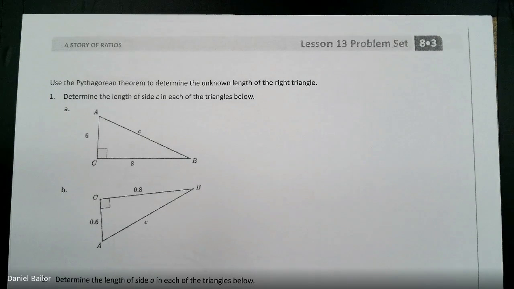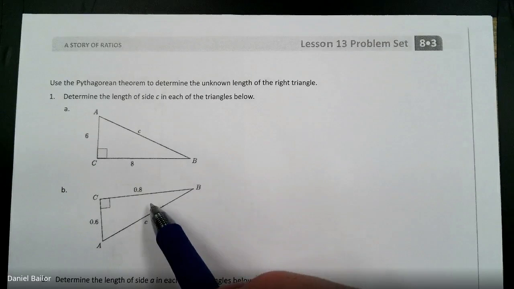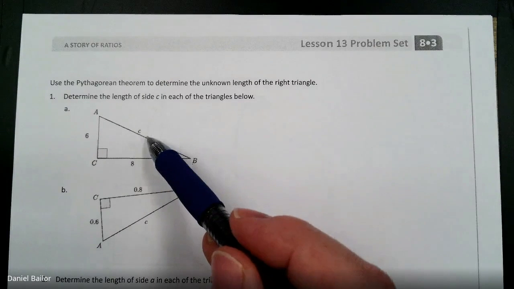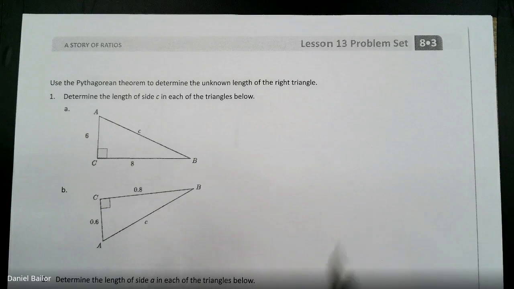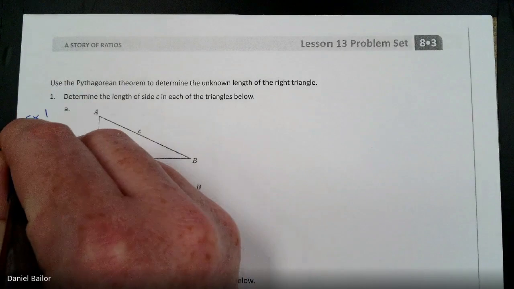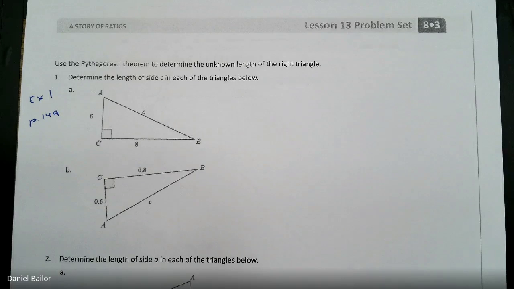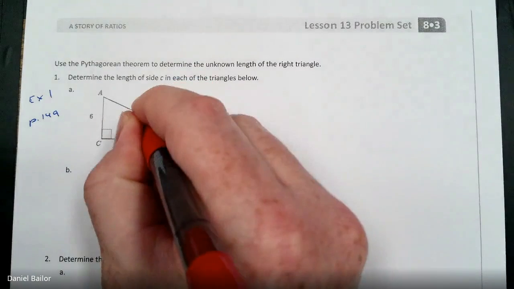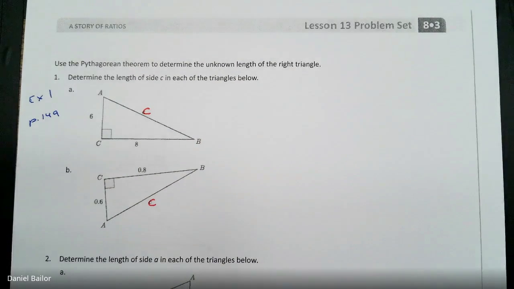So let's look and talk about the problem set. Problem set number 1, it's the length of C in both of them. So you are finding the hypotenuse. Use the Pythagorean theorem to find the hypotenuse. And number 1 is like exercise 1 on page 149. So if you need to know how to do exercise 1, go to page 149, look at exercise 1. But this time, C is missing.